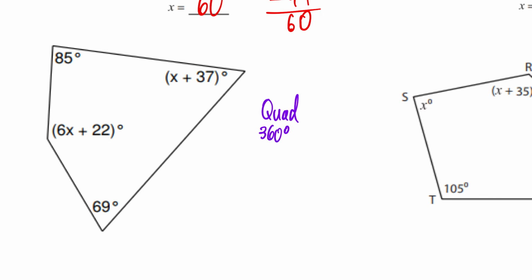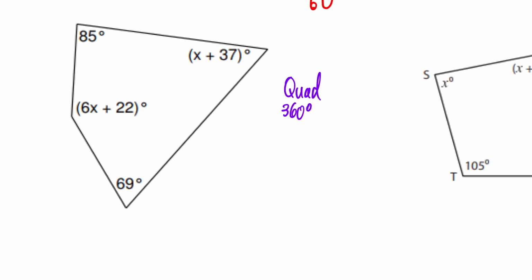Okay, so this one's going to take a little bit of algebra. I mean, it's going to be easy, but just doing some simple solving. So here's how it's going to work. I'm going to go like this. 85, that's this angle, plus this angle, 6x plus 22, plus this angle, the 69-degree angle, plus this angle right here, x plus 37.